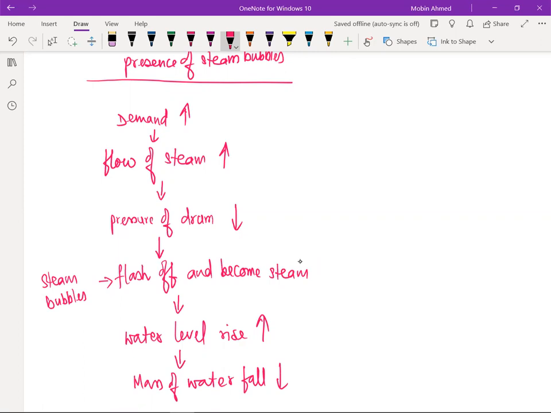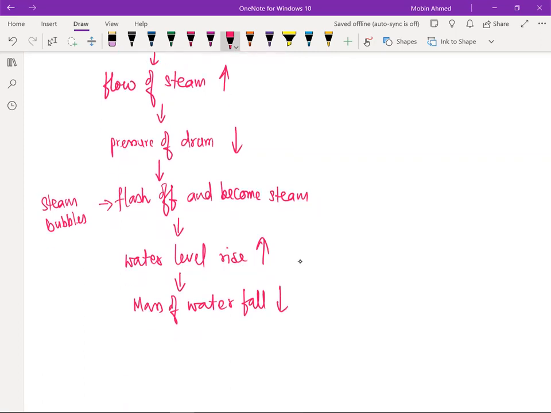And this is known as a swell effect. Because the water level is going to rise, but the mass of the water is falling, this phenomenon is known as a swell effect. Now, due to this swell effect, what will happen? Actually, if the mass of the water falls, it should fill up the drum. But the water level is going to rise, that's why the opposite will happen. The control valve will close the flow of water.